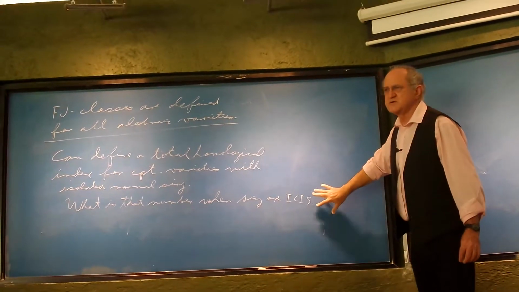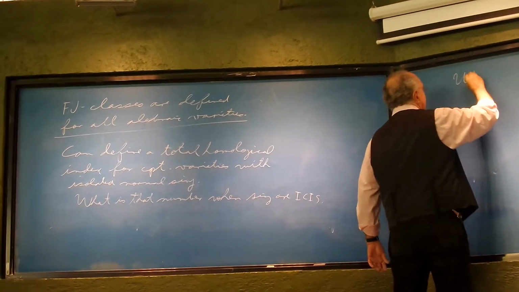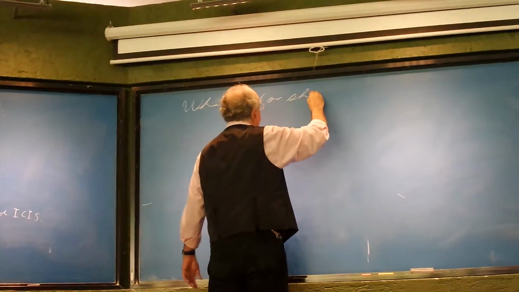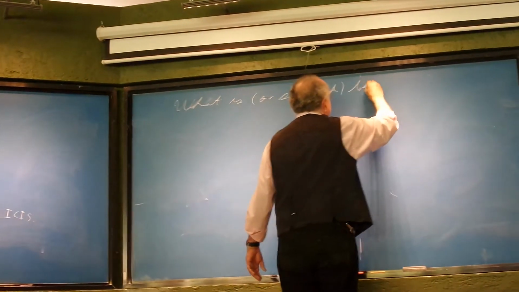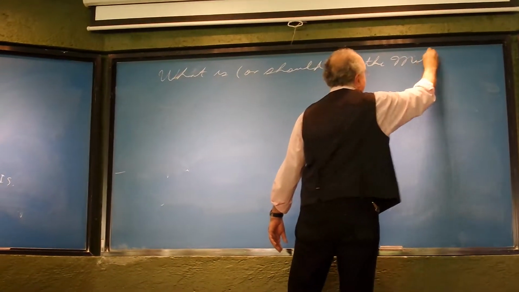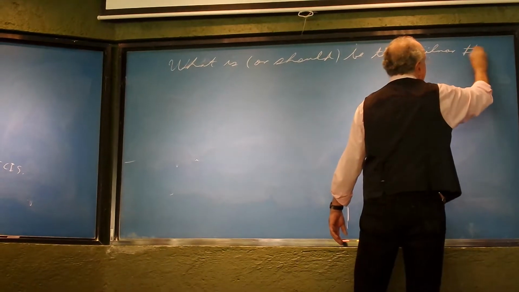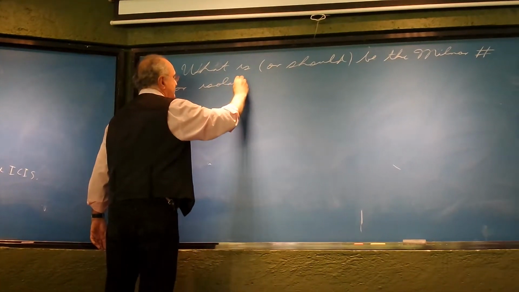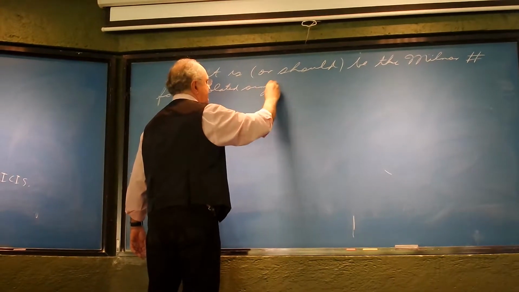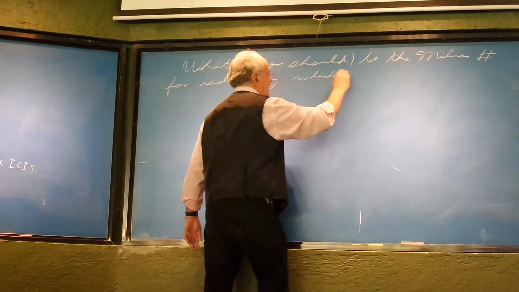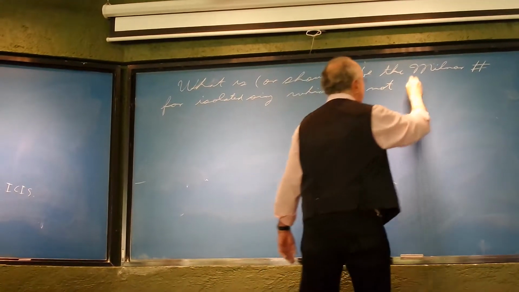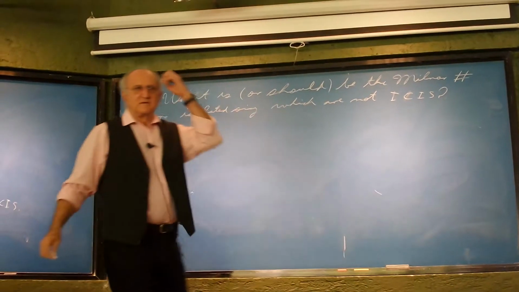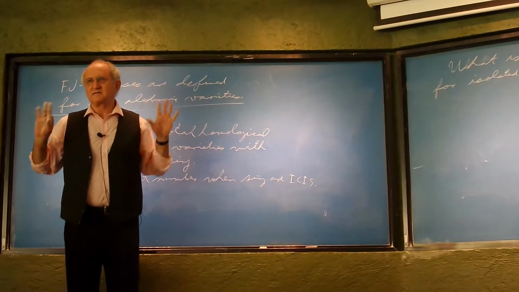So here at this point, the question is, what is or should be, and these are not going to answer, this Milnor number, for isolated singularities which are not isolated complete intersection singularities. Okay. So there's not one answer.